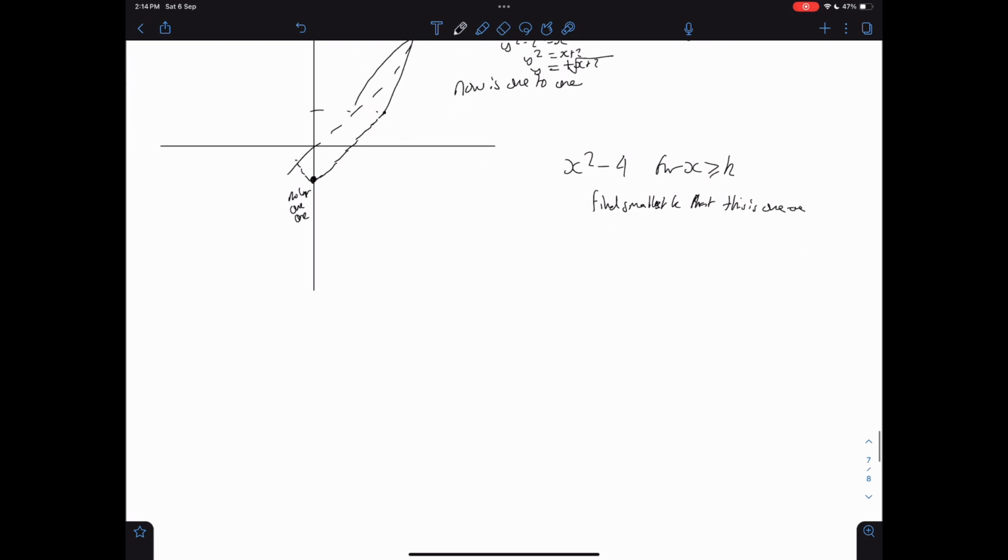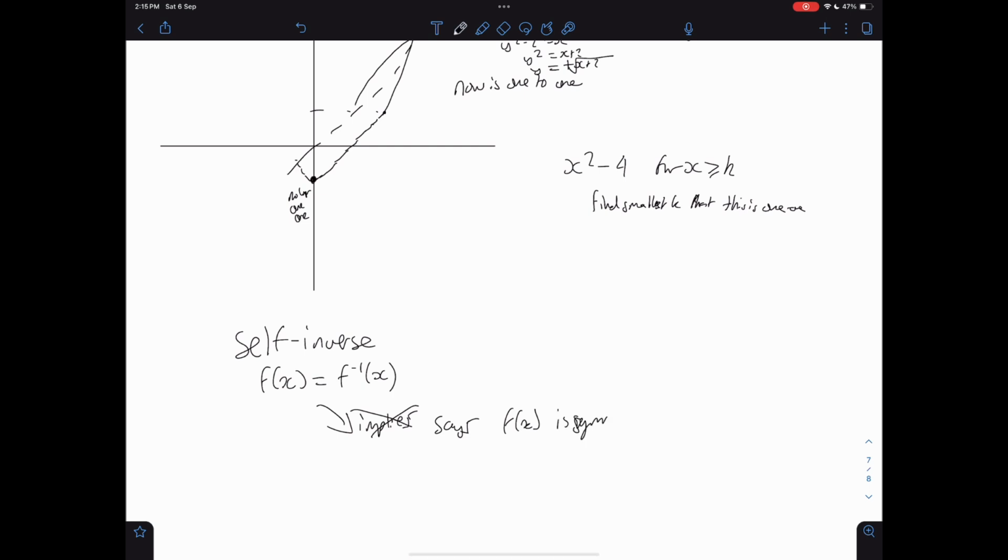And there is also a special case of function called self-inverse. And that's when f of x equals f inverse of x. And that implies, well, does it? I mean, more than implies, it says f of x is symmetrical in the line y equals x.